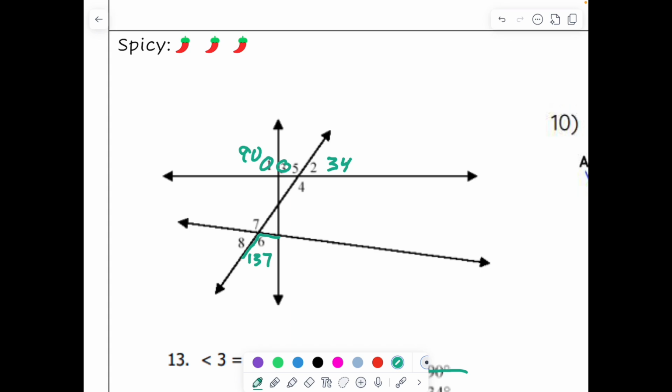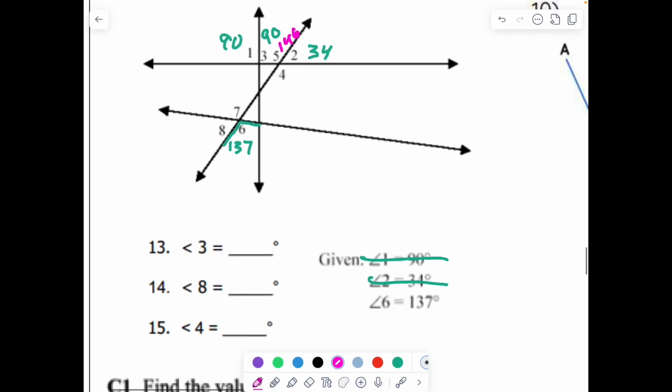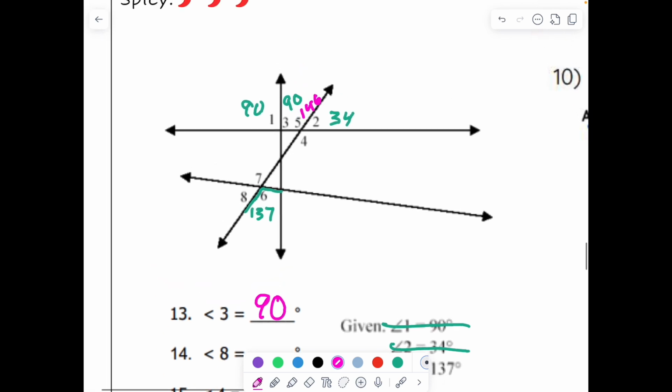1 and 3 make a straight line. So that means 3 is also 90 degrees. 2 and 5 make a straight line. So that's gonna add up to 180. So 180 minus 34 is 146. So 5 is 146, 3 is 90.